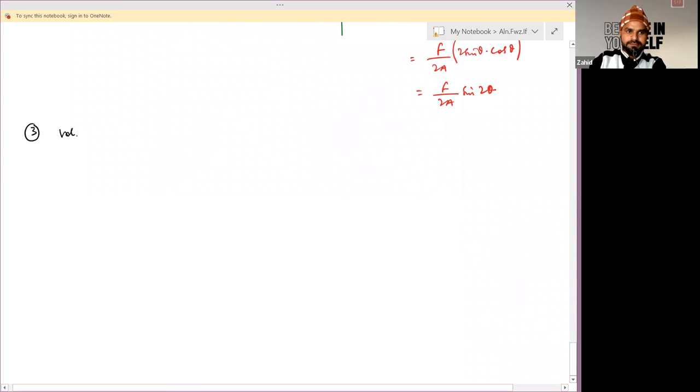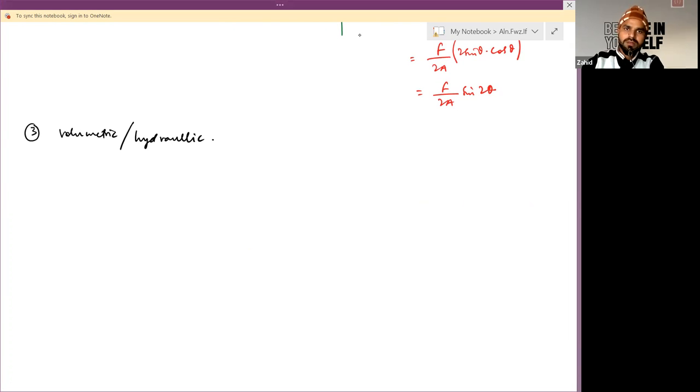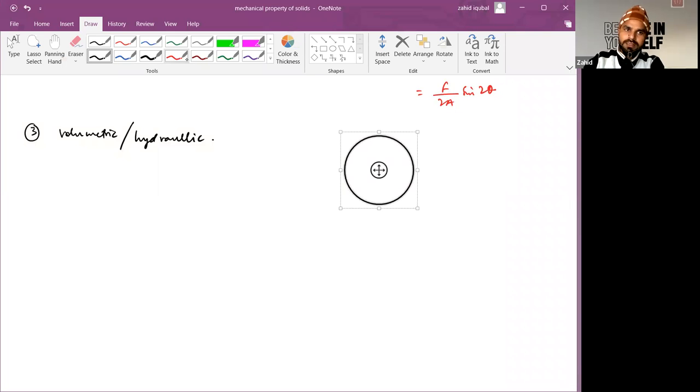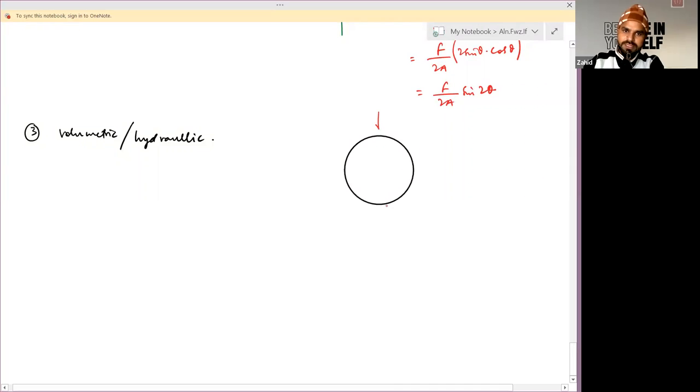The third part is volumetric or hydraulic. Suppose you have a spherical body like this. On applying a deforming force from all of its sides, there will be a deformation in volume like this. So initially it was at this point, V initial, and now it is at this point, V final.